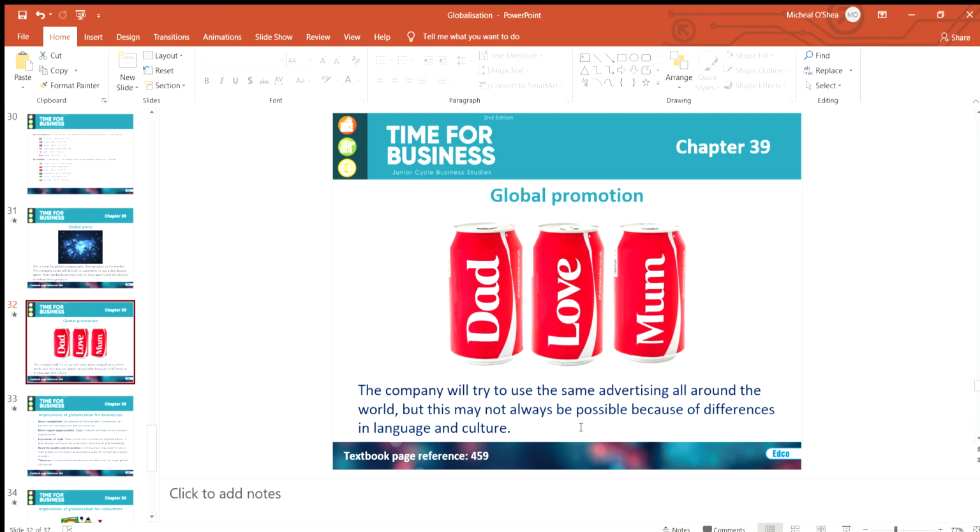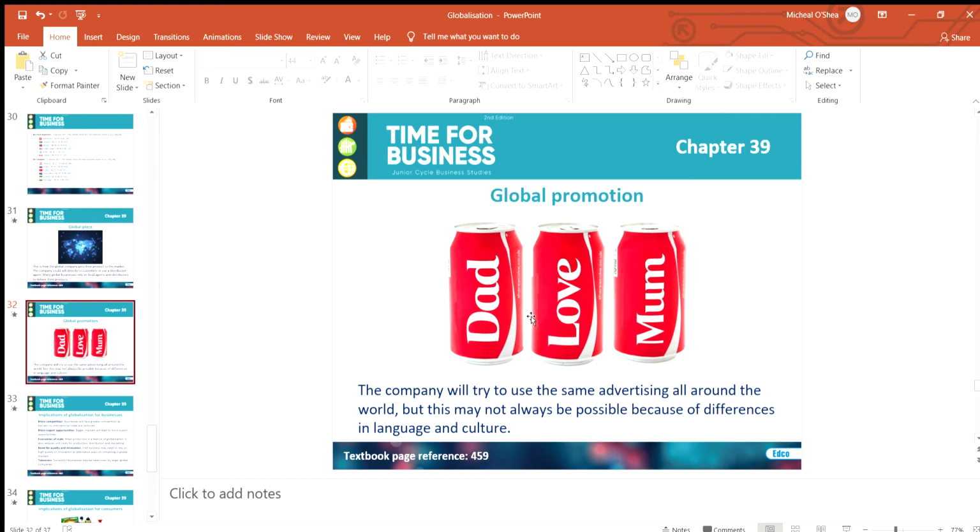So a company will try to use the same advertising all around the world, but this may not be possible because of difference in language and culture. This was, I think, one of the most effective global promotions. I forget how many years ago, Coca-Cola brought out the name campaign, and all they did was take the top 150 names in that country.